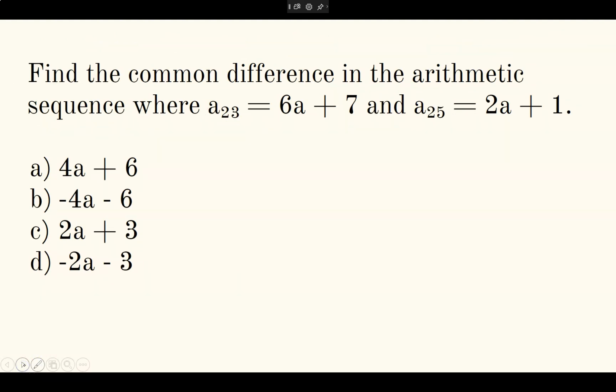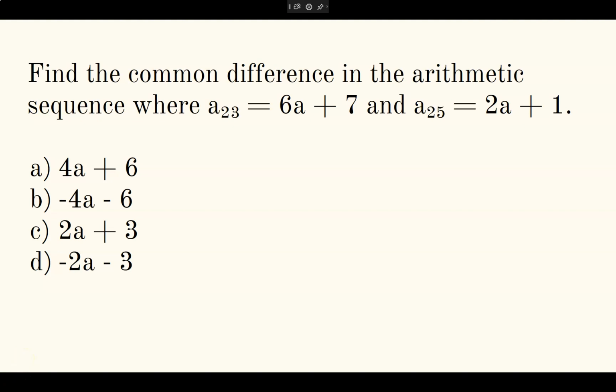Here we go. Find the common difference of this arithmetic sequence. We've got something different happening. They're not just numbers anymore. A sub 23 is 6a plus 7. A sub 25 is 2a plus 1. Table people, go. Table people, you can do it.